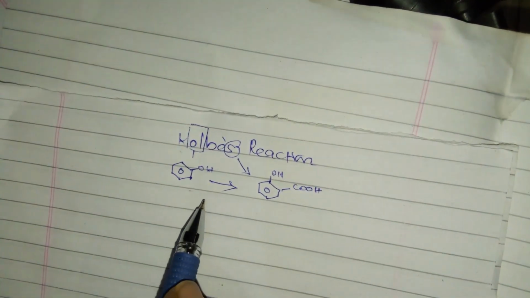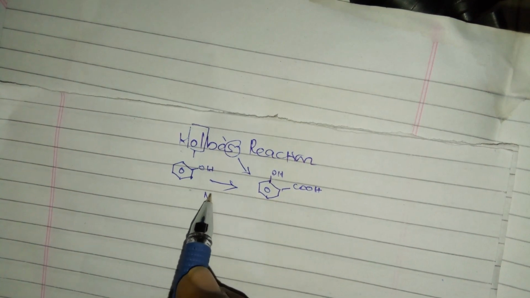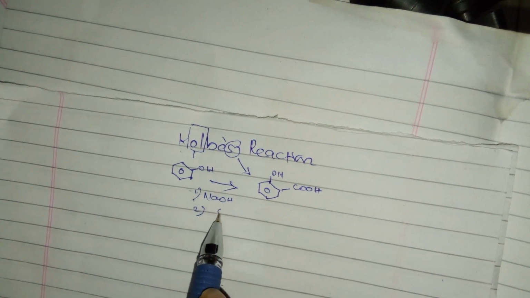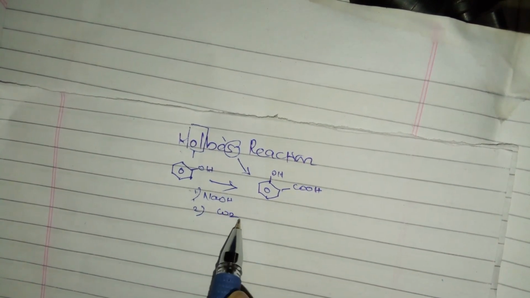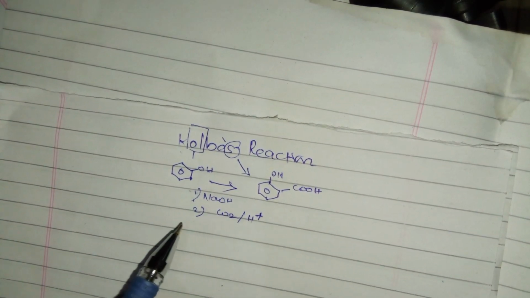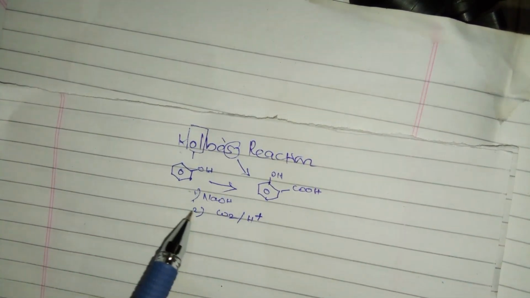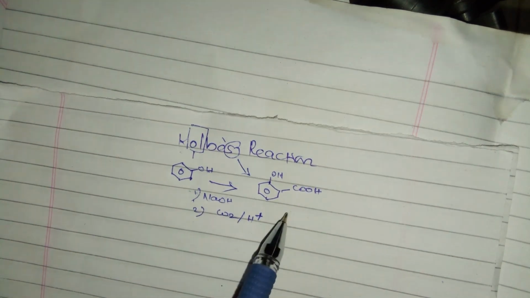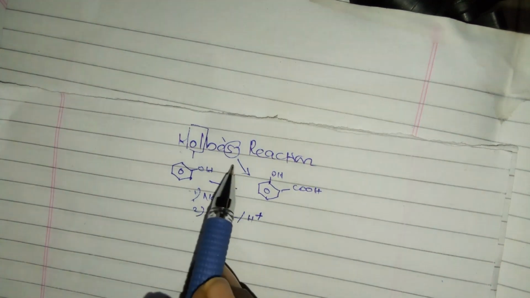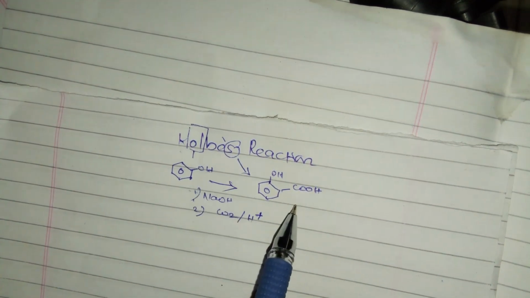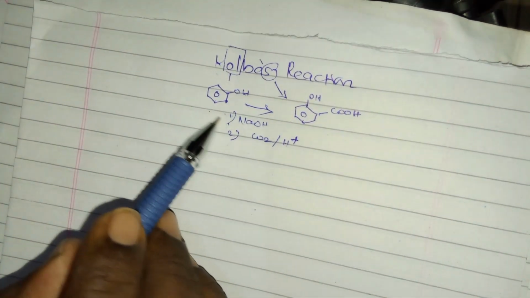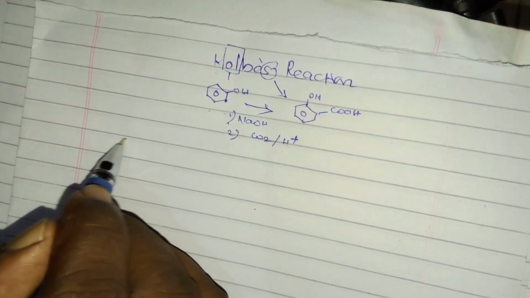What happens here? We first have to add NaOH, second we have to add CO2, and then we have to do hydrolysis. So these are the things. If a question comes like this, that is, phenol treated with NaOH, CO2, H plus, what is the product here? Immediately we have to understand that it is nothing but Kolbe's reaction. The product is salicylic acid. Now, is it clear what happens when phenol is treated with NaOH?